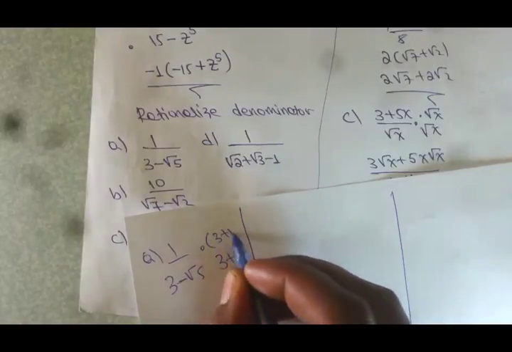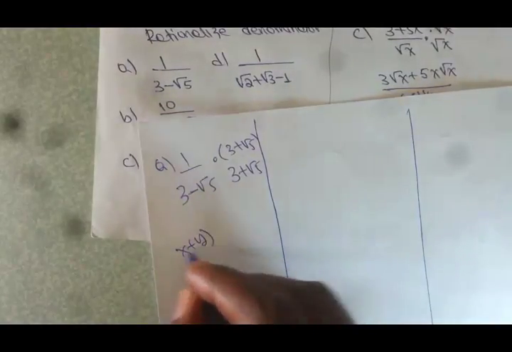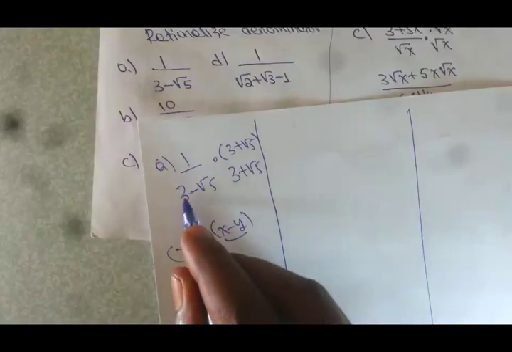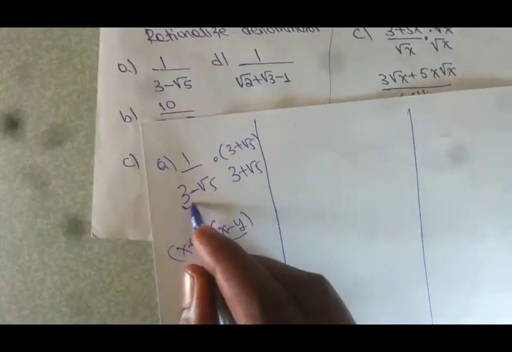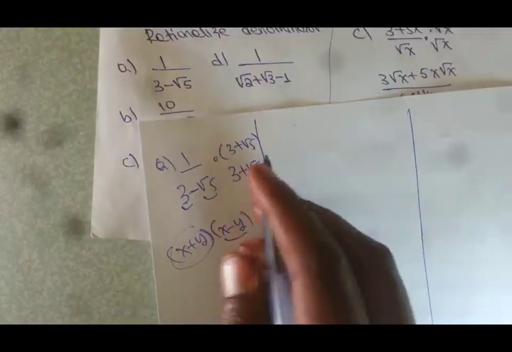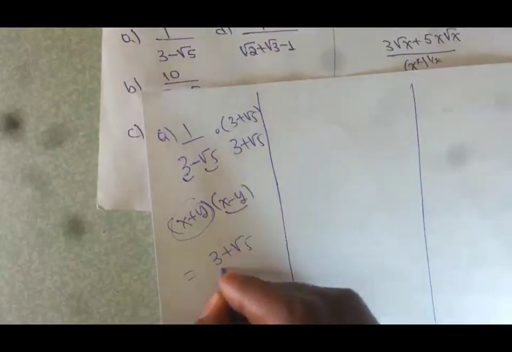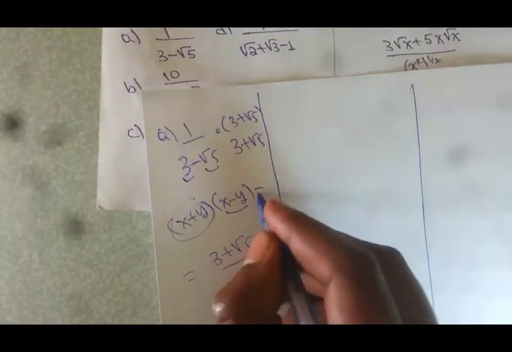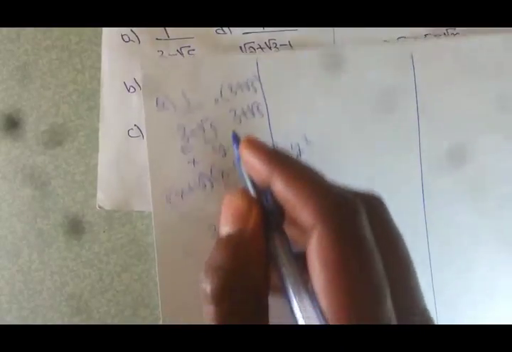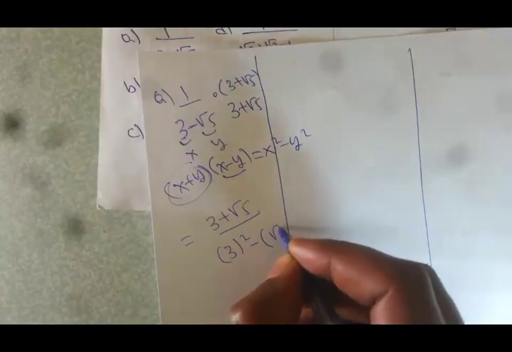3 plus root 5. In order to apply what property? The x plus y times x minus y property, and we are given x minus y. Since, let's say, 3 is x and this is y, we have to multiply by a positive number. Therefore this is equal to what? 3 plus root 5 over x square minus y square. This is x, this is y. Therefore 3 the whole square minus root 5 the whole square.